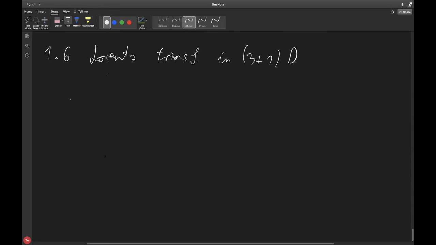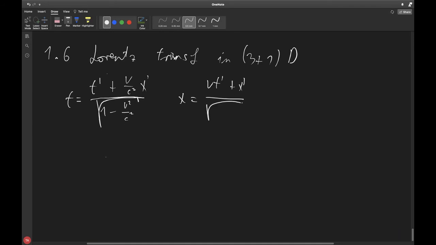So earlier we got to this result that the time can be calculated from the t prime and x prime coordinates to the t coordinate by adding t prime plus the velocity of the moving frame over c squared times x prime, divided by the square root of 1 minus v squared over c squared, and we got that x is the same as vt prime plus x prime divided by the same square root of 1 minus v squared over c squared. If we are doing this transformation in the x direction, then the other two coordinates, y is the same as y prime, and z will be the same as z prime, right? So you're not changing those.